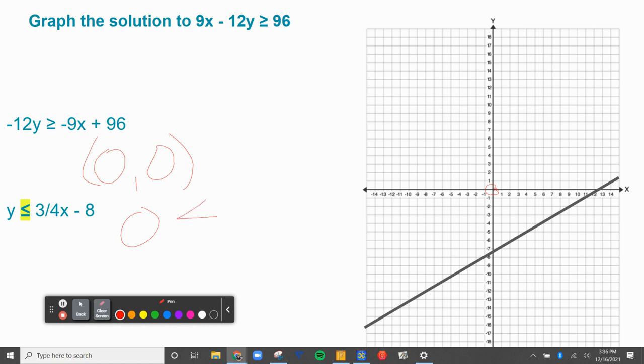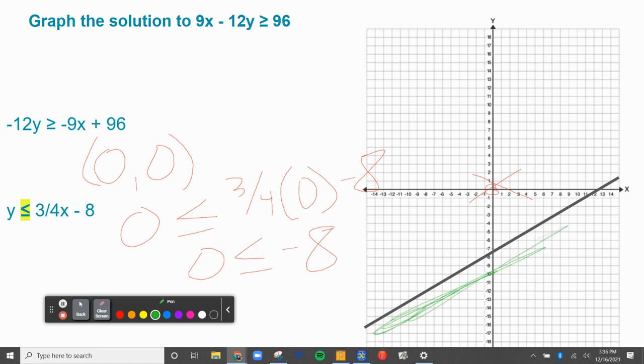So is the statement true? 0 is less than or equal to 3/4 times 0 minus 8. Is 0 less than or equal to negative 8? No. 0 is actually greater than negative 8 on the number line. So that is not a solution that works. The answer, and the part we have to shade, is everything below this line, including the line, because if it were on the line, it would still be true, because it's less than or equal to. Give this a try on your own.